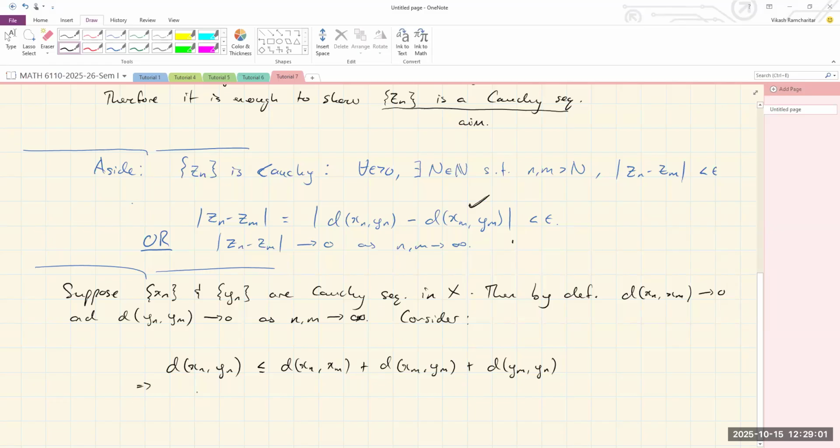And that means that d of xn, yn minus, taking this over, d of xm, ym is less than or equal to d of xn, xm plus d of ym, yn. We could call this one, maybe, inequality 1. And in a similar way, we can construct another inequality.